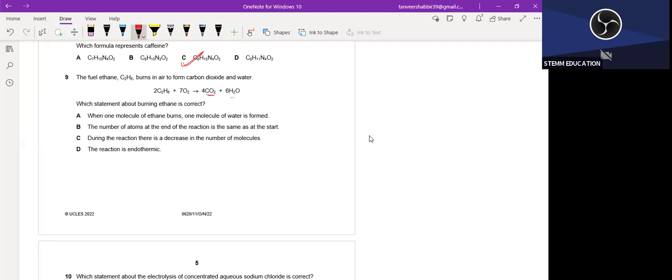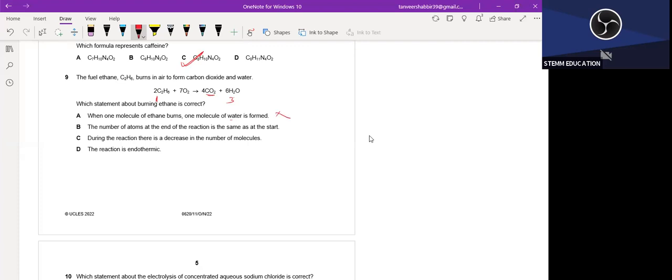So when 1 molecule of ethane burns, 1 molecule of water is formed. No, no. See, 2 moles are producing 6 moles. So if we have 1 mole, it will produce 3 moles. So if I have 1 molecule, it will produce 3 molecules of water, not 1 molecule of water.